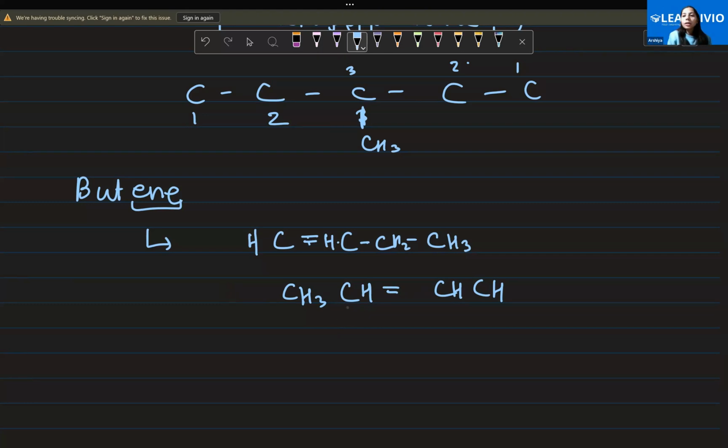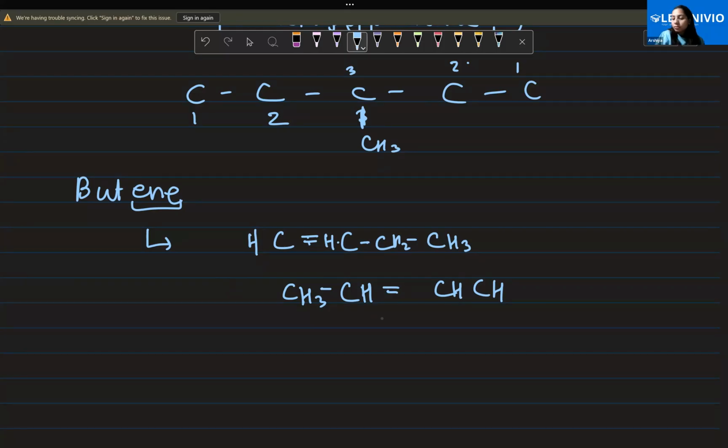Am I audible? Yes. So this is 3. The valency is correct here. So 1 here, 2 here, and 3. So the valencies are correct. Now, do you think this is also butene? No, right? Now, why do you think it's not butene?